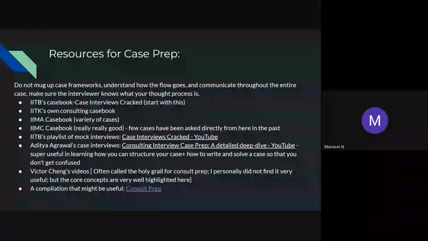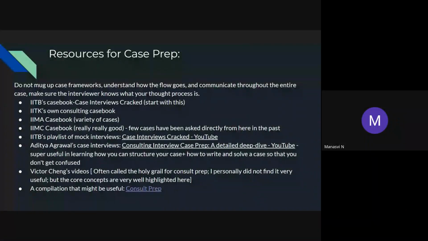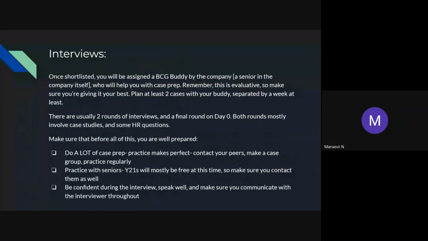And again, the IIM Calcutta casebook is also really good. And yeah, mock interviews on YouTube, which I've also linked. You can check those out. I feel like those will be really useful for you as well. I've also put in a Google Doc, which you could refer to. It has sort of a compilation of all of these resources plus some other general pointers.